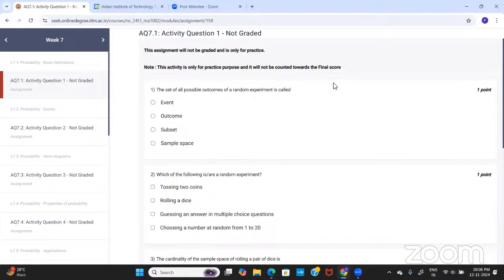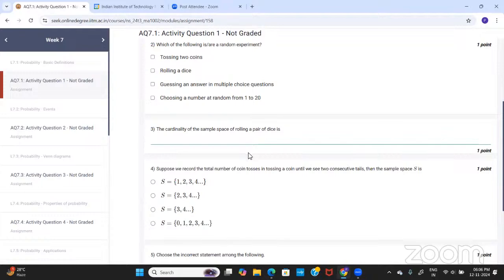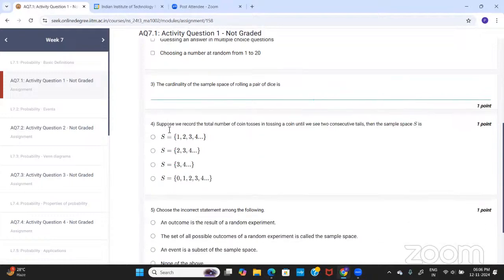Question number 4 is: suppose we record the total number of coin tosses until we see two consecutive tails, then the sample space is. So here we want two consecutive tails. For two consecutive tails, at least two tosses will be required, right? So we'll start with 2, and it goes up to infinity. So the second option will be correct: 2, 3, 4, and so on. Any other question?